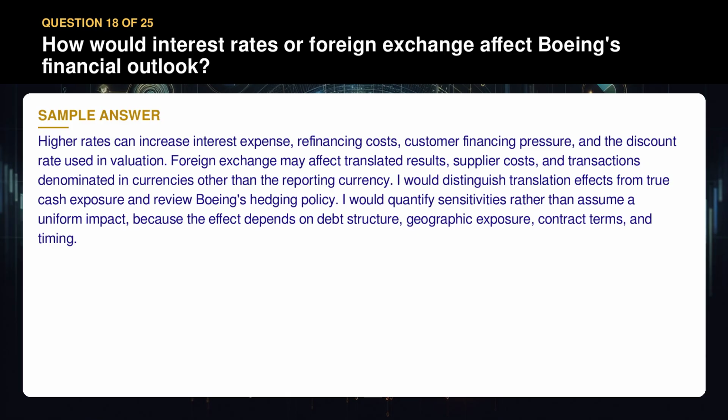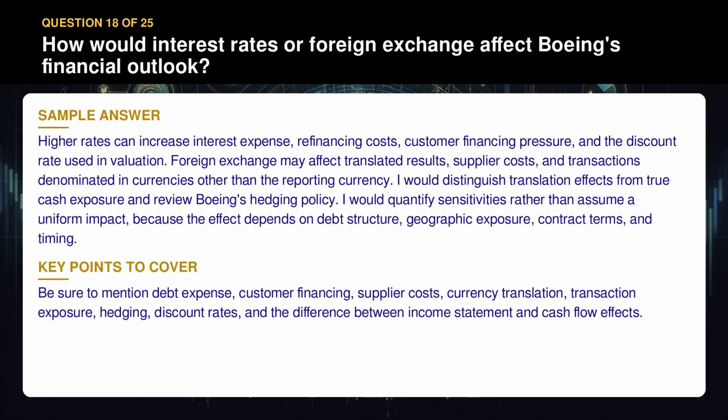I would distinguish translation effects from true cash exposure and review Boeing's hedging policy. I would quantify sensitivities rather than assume a uniform impact, because the effect depends on debt structure, geographic exposure, contract terms, and timing. Be sure to mention debt expense, customer financing, supplier costs, currency translation, transaction exposure, hedging, discount rates, and the difference between income statement and cash flow effects.